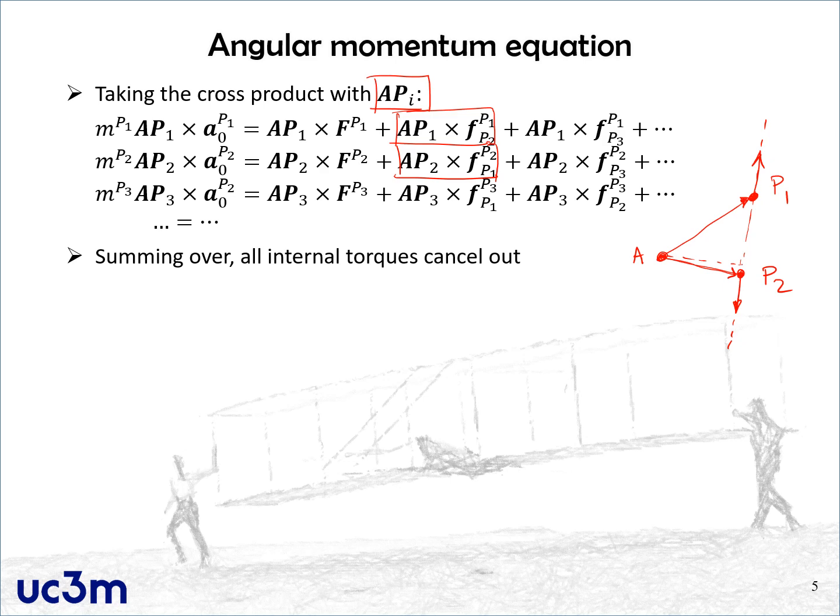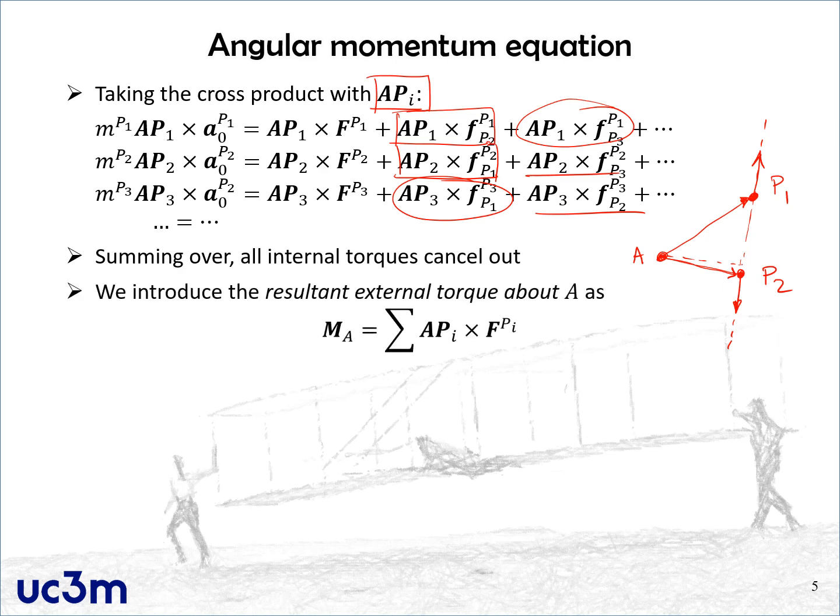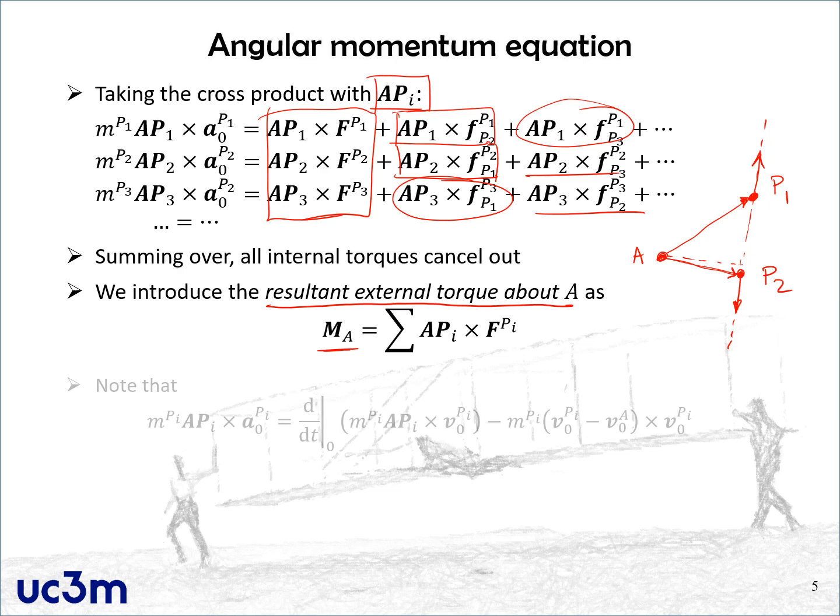And the same happens with all other pairs of torques that you have here, this one with this one and this one with this one. So the only thing that remains on the right-hand side are the torques associated to the external forces. If we gather them together and we give them a name, we call them the resultant external torque about point A, we just call it MA, then the right-hand side becomes very simple.